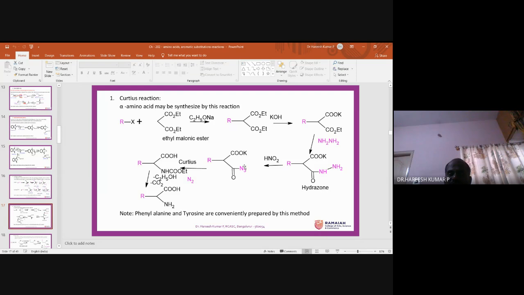So this is nothing but a migration to electron deficient nitrogen. That means this bond is migrated from carbonyl carbon to electron deficient nitrogen. Why is it electron deficient? Because nitrogen is going out. So that is the reason this one is electron deficient. The obtained compound is called carbamate.